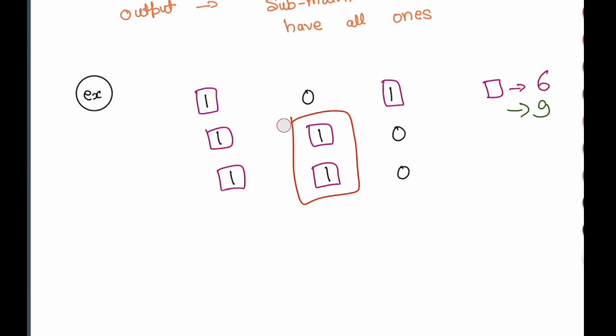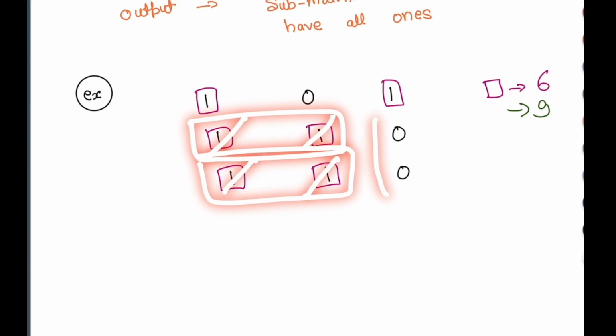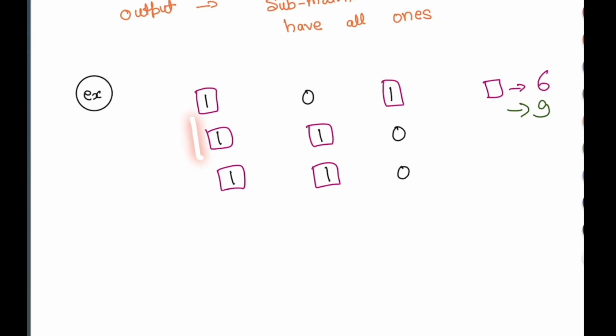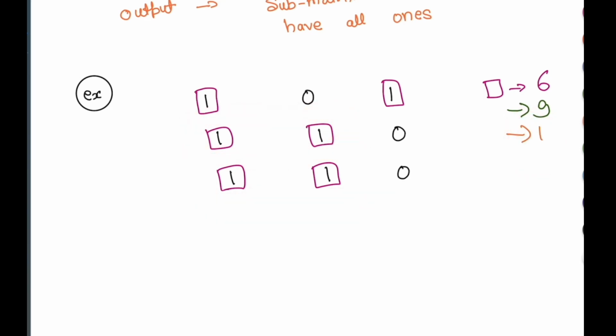Now let me rub this off to find more submatrices. This is a valid submatrix. This is a valid submatrix. It has all ones. Even this is a valid submatrix, and it has all ones too. So I need to count these two as well. So now my count is 11. Let me write this down: I have an 11 count.